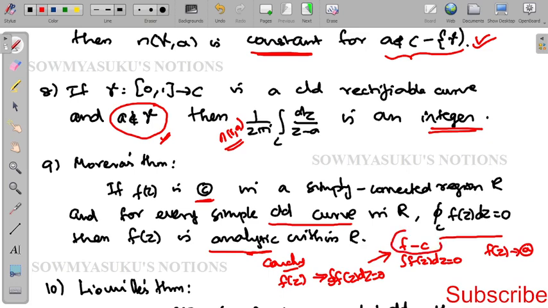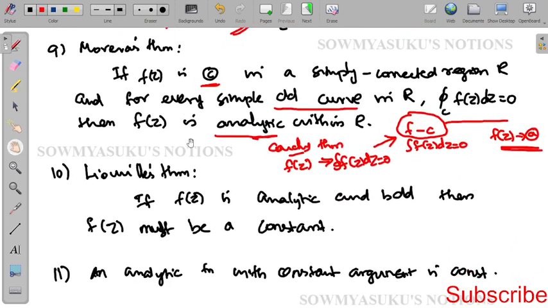If f is continuous, then the integral over C of f(z) is equal to 0, then we can say f(z) is analytic. So this is Cauchy's theorem. That is the first result. Then the ninth one, Liouville's theorem. If f(z) is analytic and bounded, then f(z) must be constant. So two conditions, analytic and bounded, then f(z) is constant.